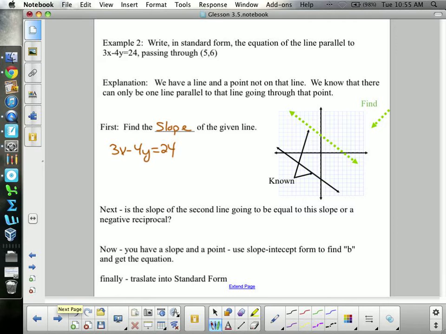Three is not the slope, because it's not in slope-intercept form. In order to be the slope, it has to be in slope-intercept form. That's important.